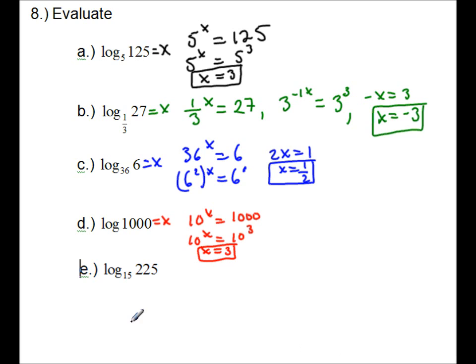And then our last one is this equals x. So then we have 15 to the x power equals 225. We can write these using the same base, so we get 15 to the x equals 15 squared. So the bases are the same, so x has to equal 2. And there's your answer.